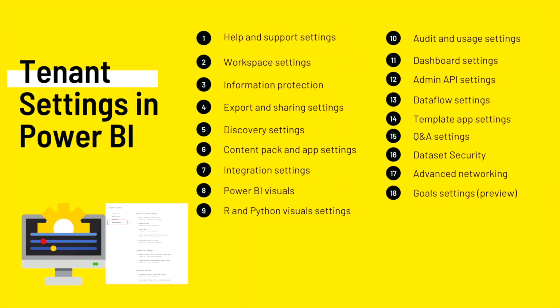Now there are 18 different types of settings under the tenant part. That means whenever you navigate to the Power BI admin portal under the tenant settings, you would find 18 different tenant settings, which you can see on my screen. In today's video, we are going to discuss each of them one by one.